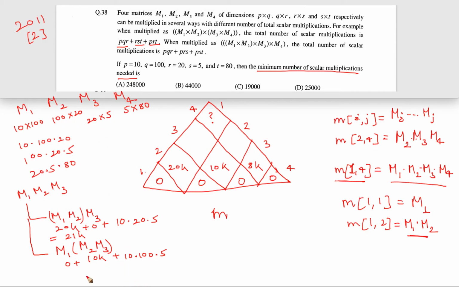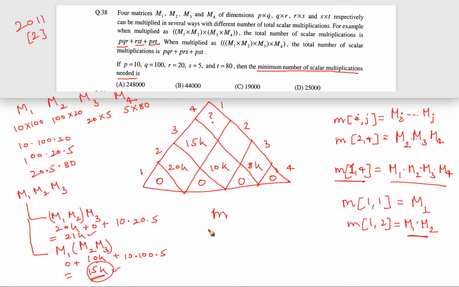Okay, that's why this thing is there. When you add it, it is going to come to 15,000. So basically you can see 21,000 and 15,000, two different ways. Which way am I going to choose? I am going to choose the minimum number of scalar multiplications. That's why I am going to choose this one, and that's why M13 is going to be 15,000.